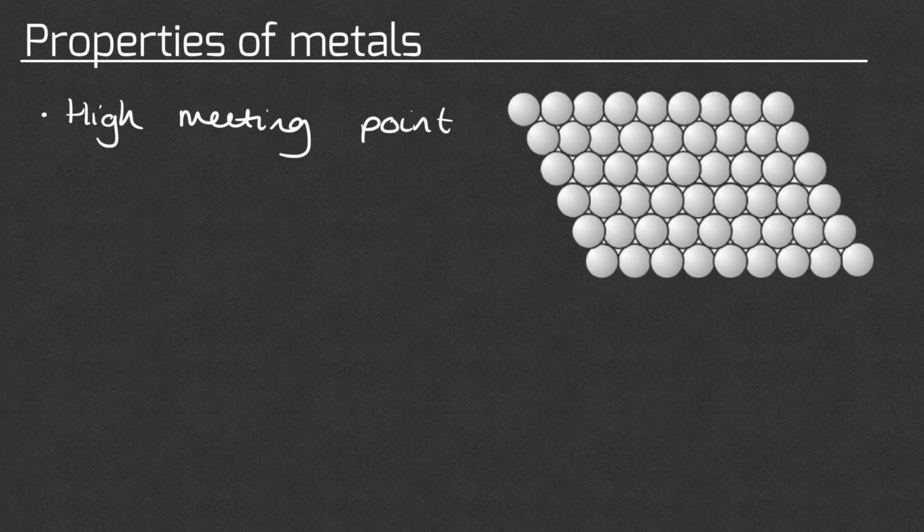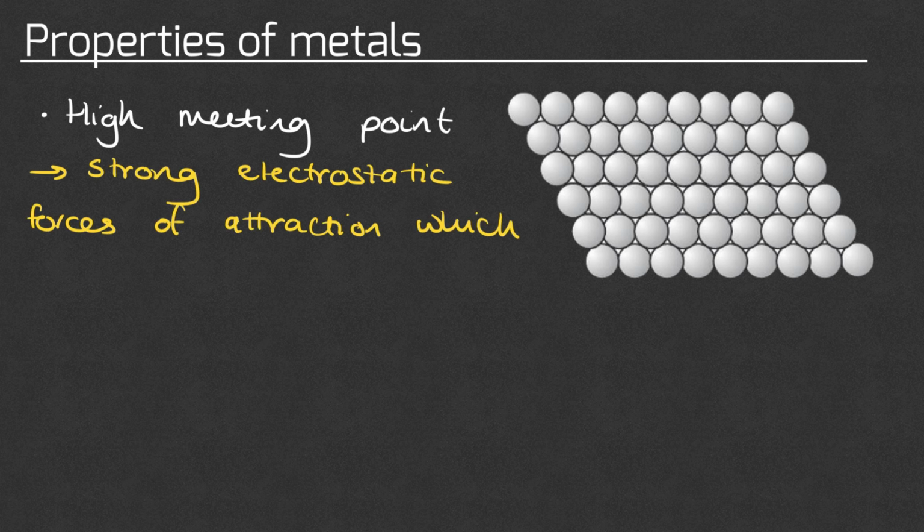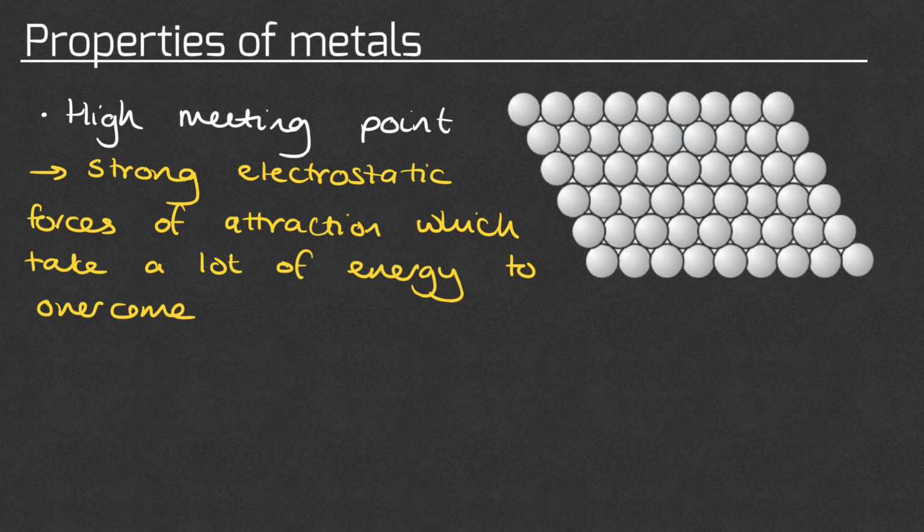Metals have a high melting point. This is because they have got strong electrostatic forces of attraction between the positive metal ions and the negative delocalized electrons, which takes a lot of energy to overcome.